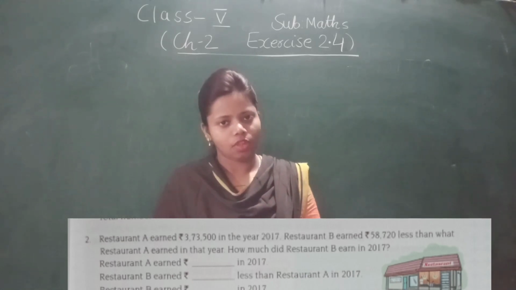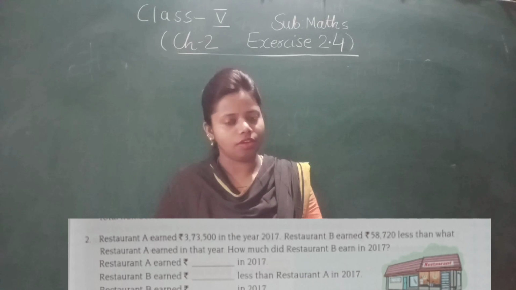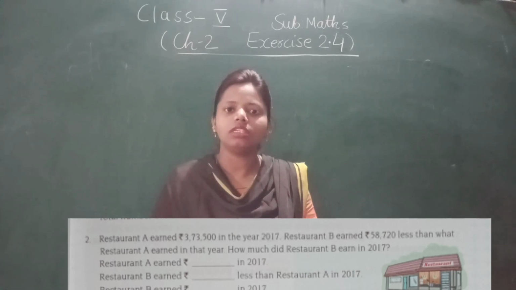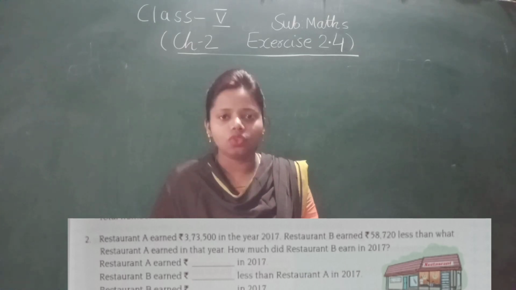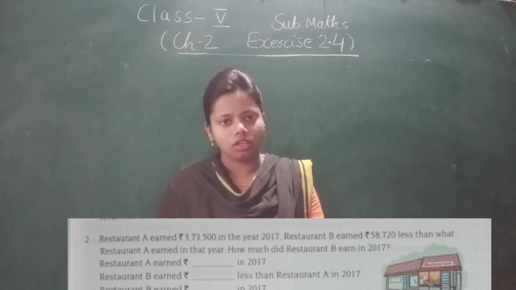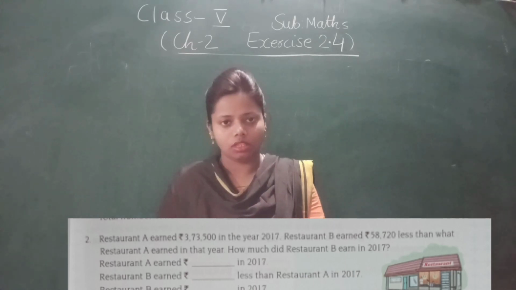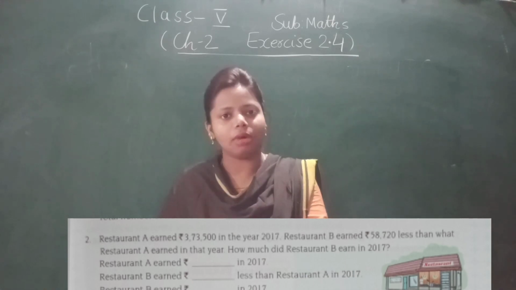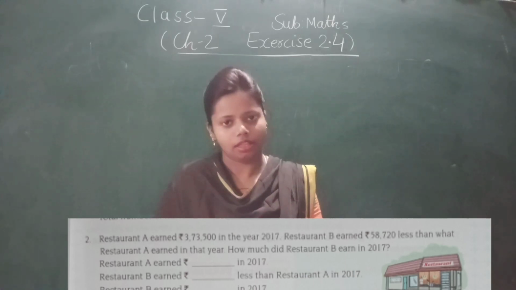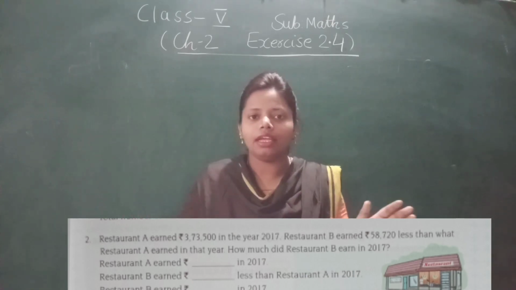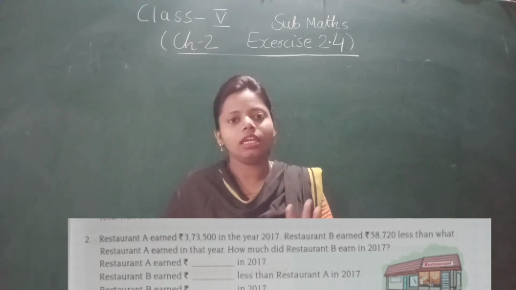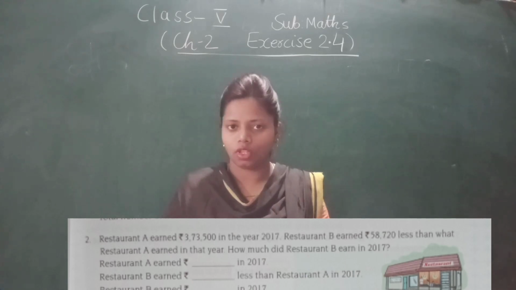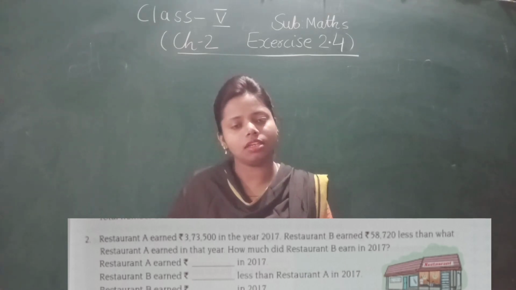For example, you and your friend have one restaurant each. Your restaurant is restaurant A and your friend's restaurant is restaurant B. You have earned 1,000 rupees in a month. I am giving the example for a month. And your friend has earned 300 rupees less than what you have earned in a month. So, how much has your friend earned?